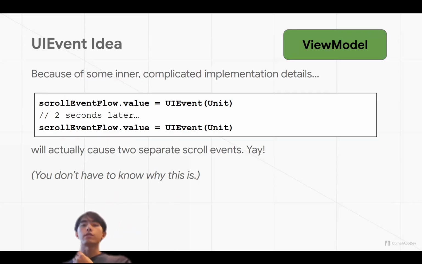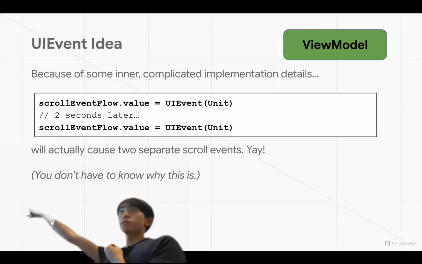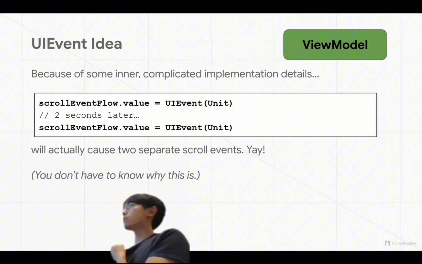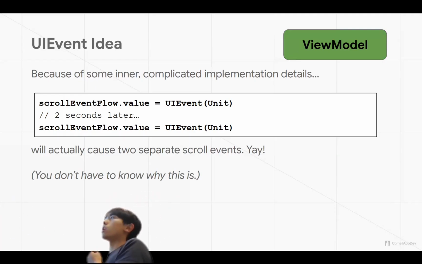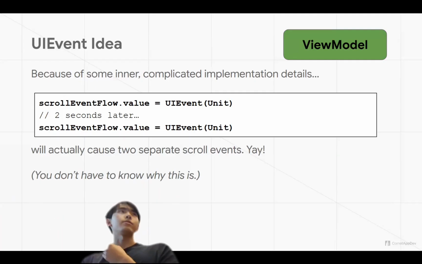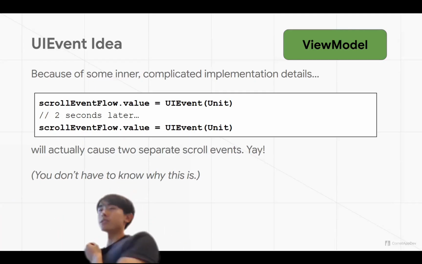Let's see. Because of the way that UI event is implemented, you don't really have to know why. Whenever we construct a new UI event and send it down, even though it looks identical, like before when you send down true, you send down true, the same value, these will actually cause two separate events to be registered by the UI, which is nice, since we still want to be able to scroll to the top, wait 2 seconds later, and then if the user wants to, scroll to the top again. You don't have to know why this is. This is just how it's implemented.